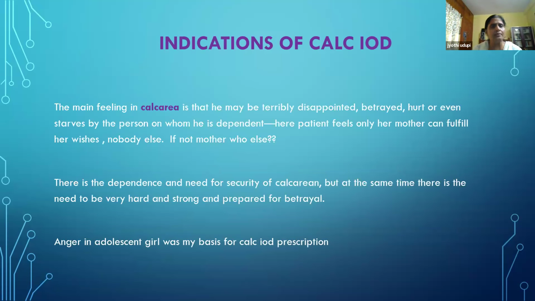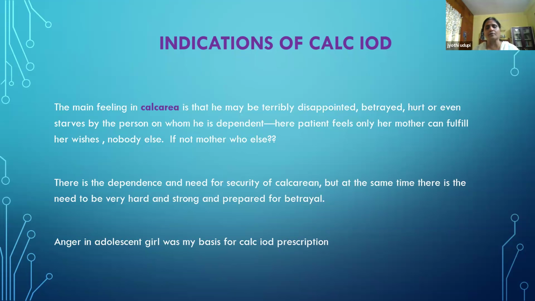Why? Because the main feeling in Calcarea is that he may be terribly disappointed, betrayed, hurt, or even starved by the person on whom he is dependent. Here, the patient feels only her mother can fulfill her wishes, nobody else. If not mother, who else? Repeatedly, she was asking, no? There is the dependence and need for security of Calcarea. But at the same time, there is a need to be very hard and strong and prepared for betrayal.